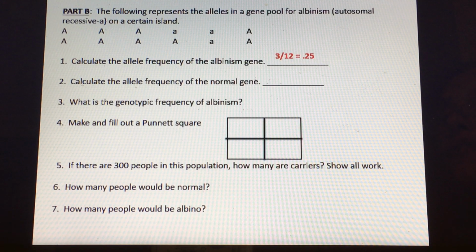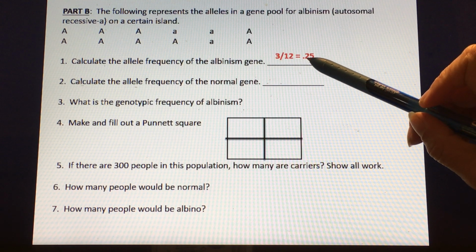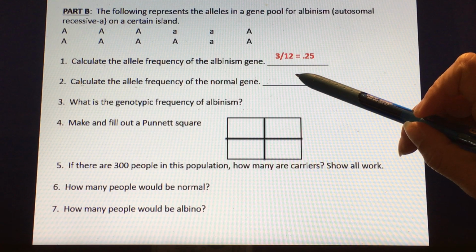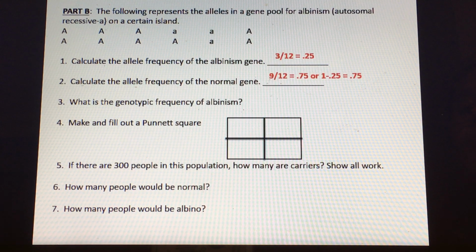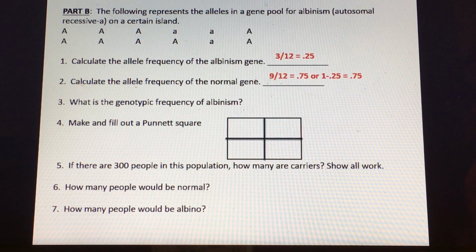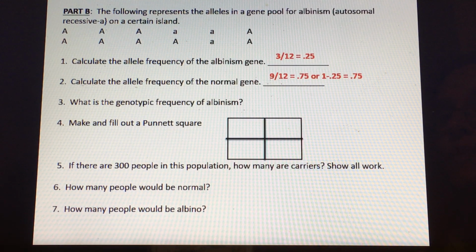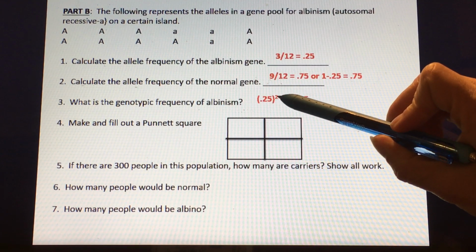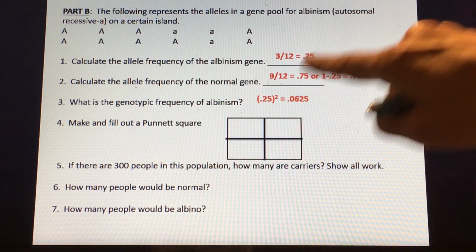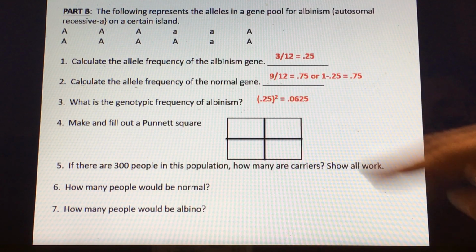Now, to get the allele frequency for the dominant or normal gene, there are 2 ways you can do this. First of all, you can do it in your head because you know that 1 minus 0.25 is 0.75, or you could take 9 divided by 12. Either way is acceptable as long as you show your work. Now, to calculate the genotypic frequency of albinism, we would take the homozygous recessive, you would take the recessive allele frequency and square it.